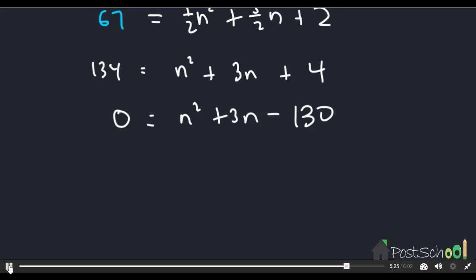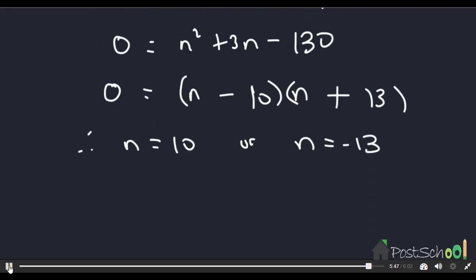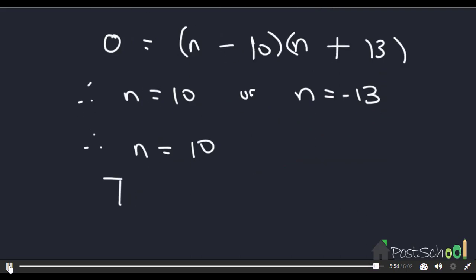Therefore we can factorize this. If you can't factorize, you can just use the quadratic formula. So it's going to be 10 and 13, therefore n is equal to 10 or n is equal to negative 13. And we can see that the term number can never be negative, therefore n is equal to 10. This is our answer. So we can conclude that T10 is equal to 67. That's how we solve the quadratic sequence.